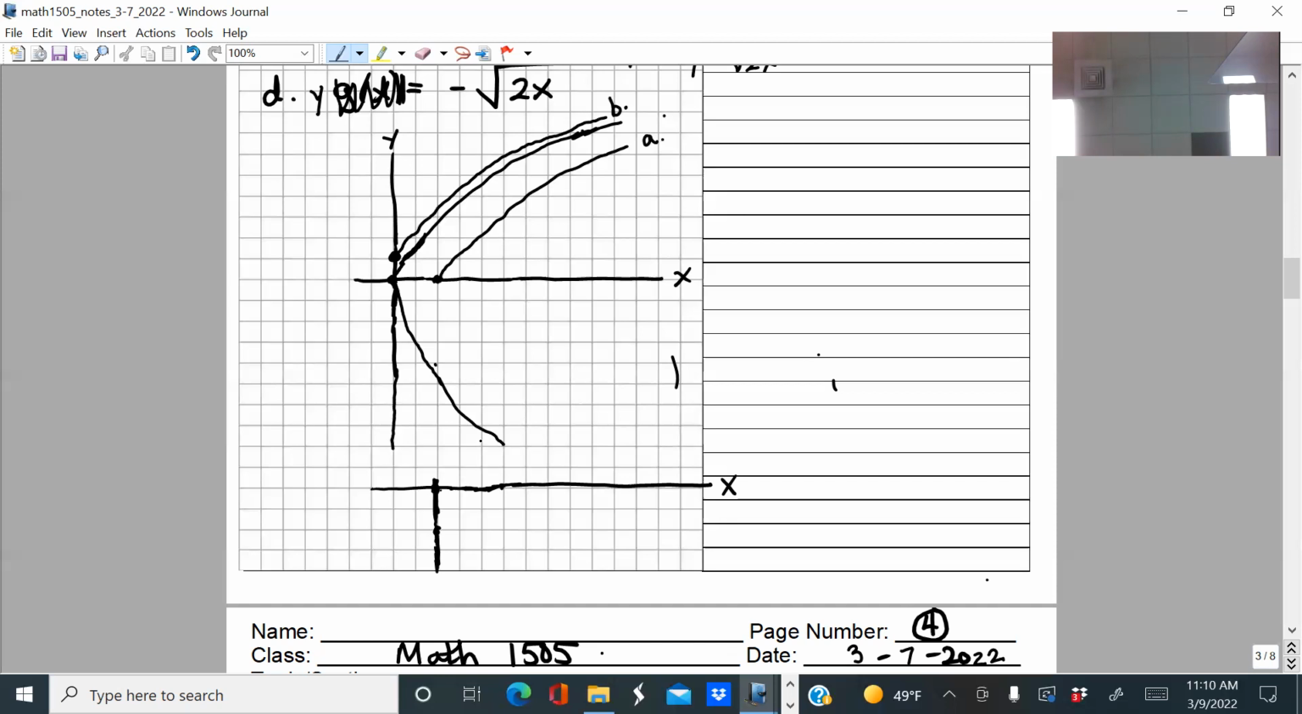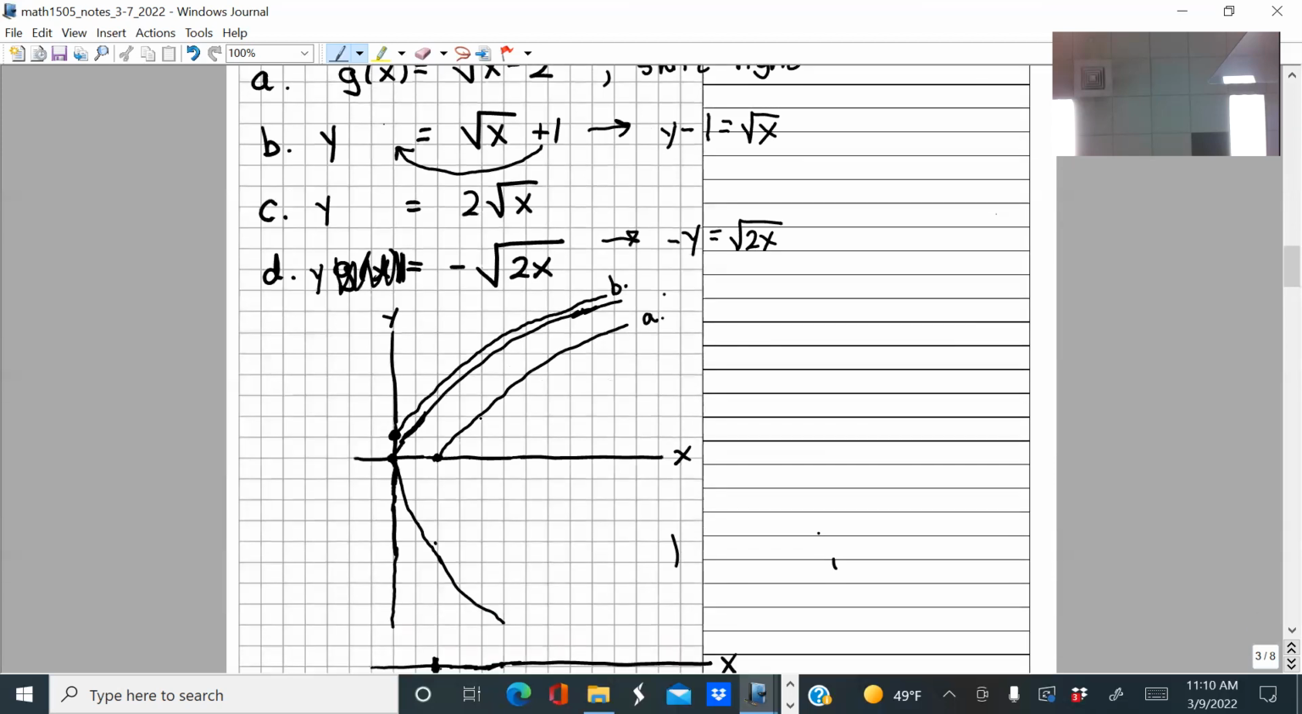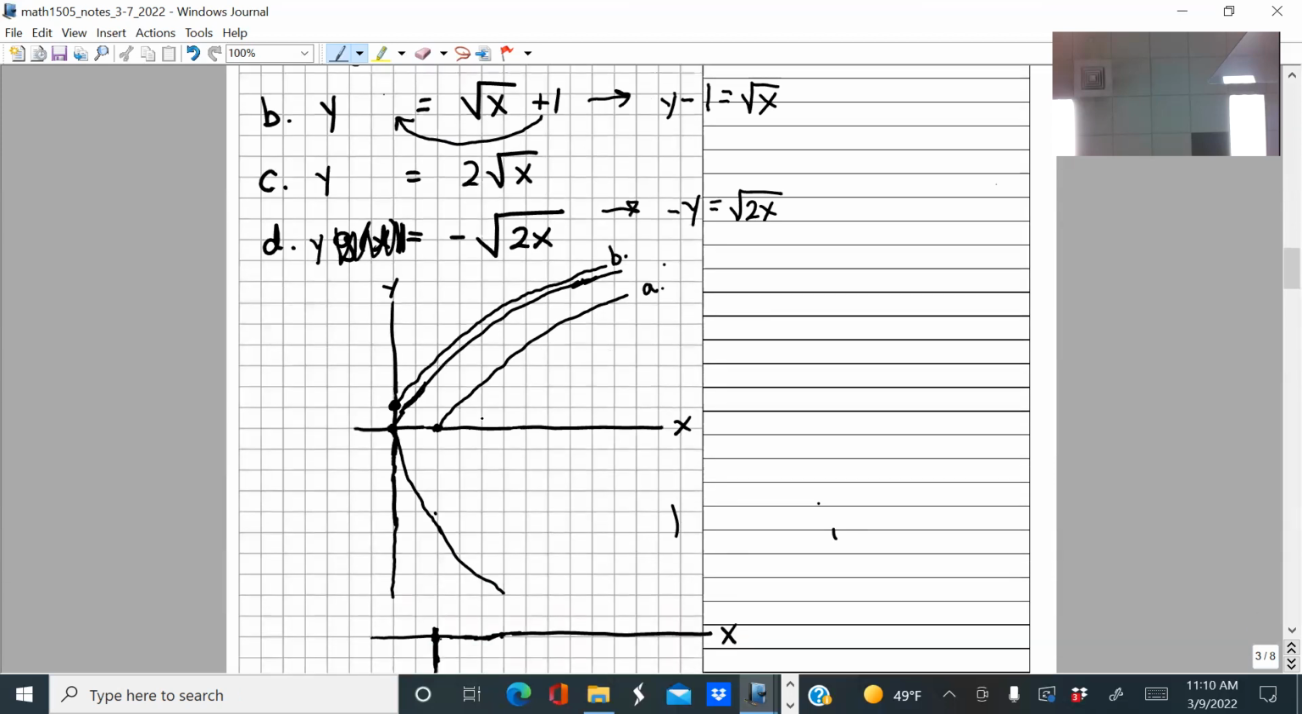Shrinking and stretching is not easy to imagine. Shifts you can imagine pretty easily, but shrinking and stretching is hard to imagine. What's the one I left off? 2 times the square root of x. This is not 2 plus the square root of x, this is 2 times the square root of x. So again, what I've introduced here is a constant, not that I'm adding or subtracting, but instead I'm doing what?